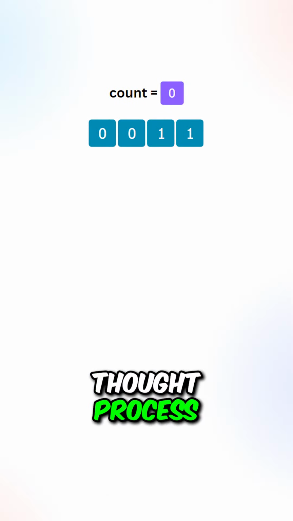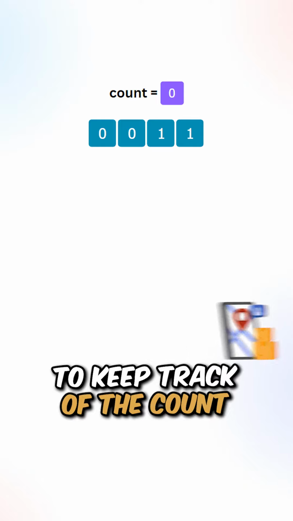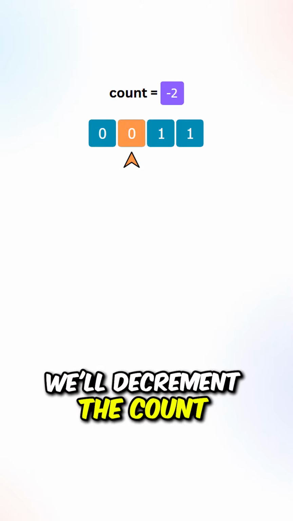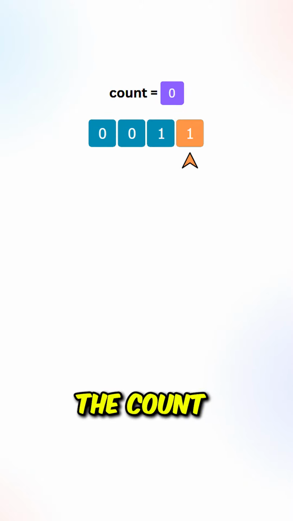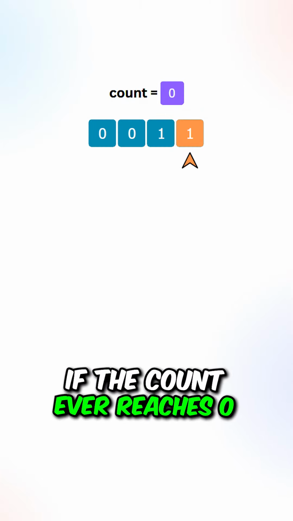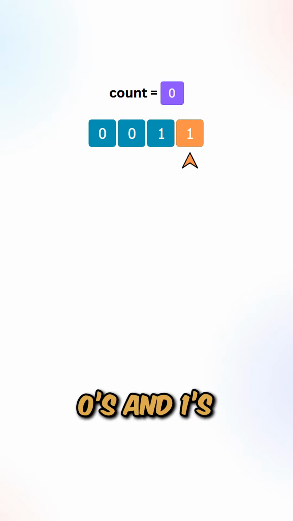Let's go over the thought process. What we can do is to keep track of the count. When we see a 0, we will decrement the count. When we see a 1, we will increment the count. We can see that if the count ever reaches 0, we have the same number of zeros and ones.